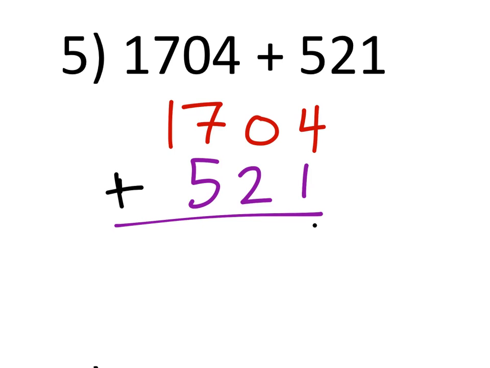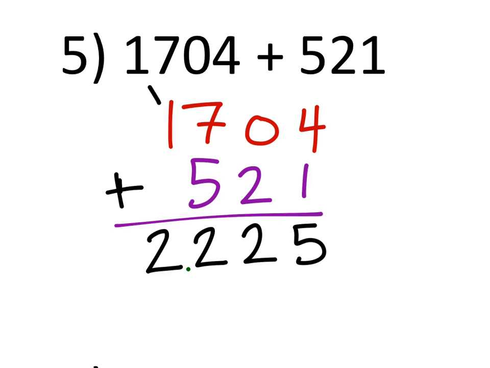So 4 plus 1 is 5. 0 plus 2 is 2. 7 plus 5 is 12. So I got to take the 1 from the tens on that 12 and move it into the thousands. And now I've got 1 plus 1, which is 2. So this ends up being 2,225.